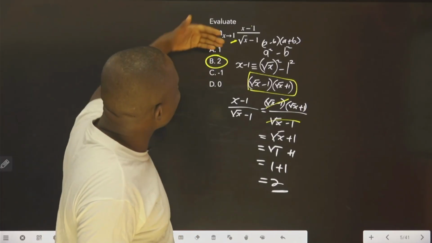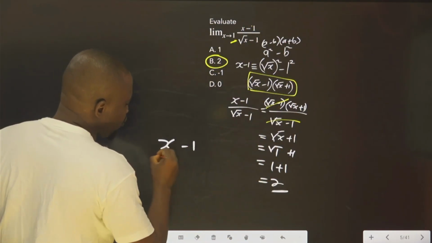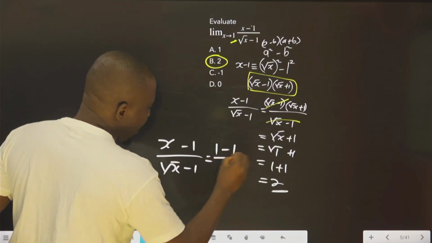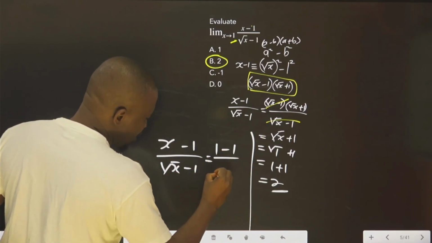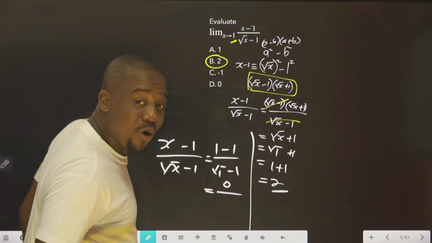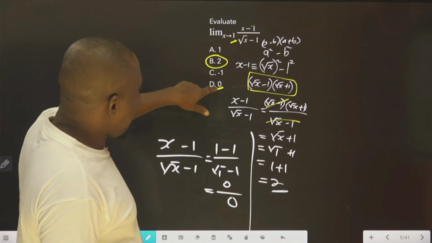Somebody is saying, why did you have to do all this? Just substitute. Okay, let's substitute. S minus 1 over square root of s minus 1. We put 1 here, minus 1. We put 1 here, square root of 1 minus 1. What is that? This is 0. What is the meaning of square root of 1 is 1. 1 minus 1 again is 0. 0 divided by 0 is what? Undefined.